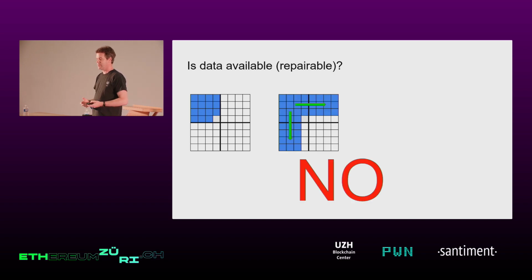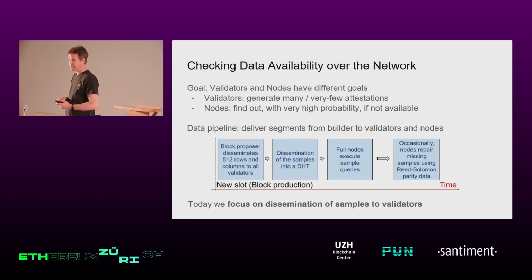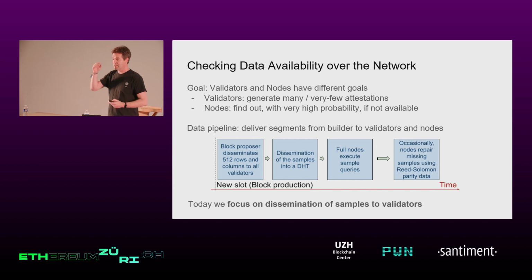You can extend it, and you get back to the previous one, and you see this is not repairable. So we have this nice data structure, and we understand how repairing works on this, and we understand how sampling into this could work. But actually, this is not done locally. This is done over the network. So let's see the networking perspective. Let's see what happens on the network, actually, when we are sampling. So how we check data availability over the network in the context of Ethereum.